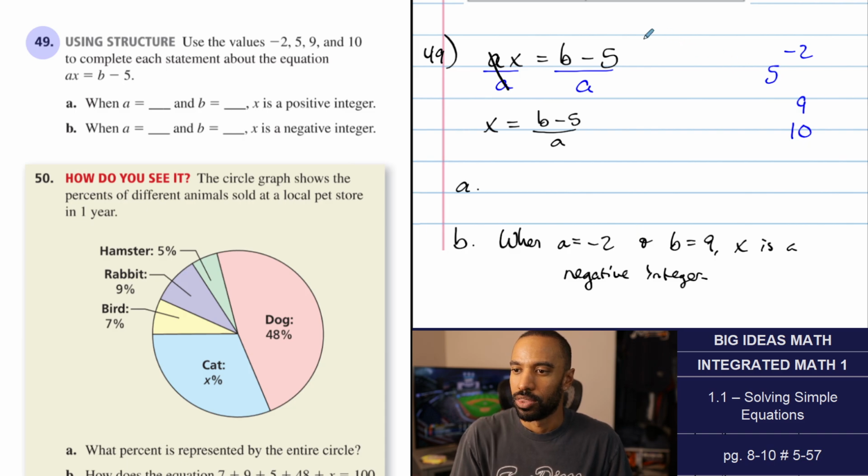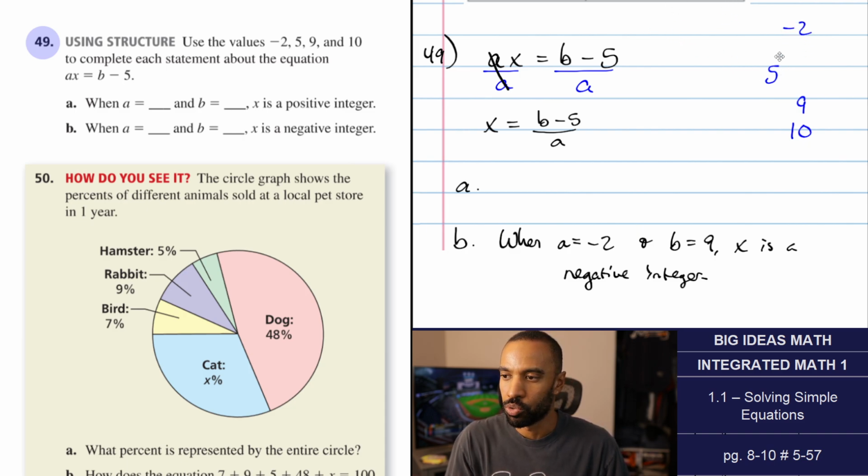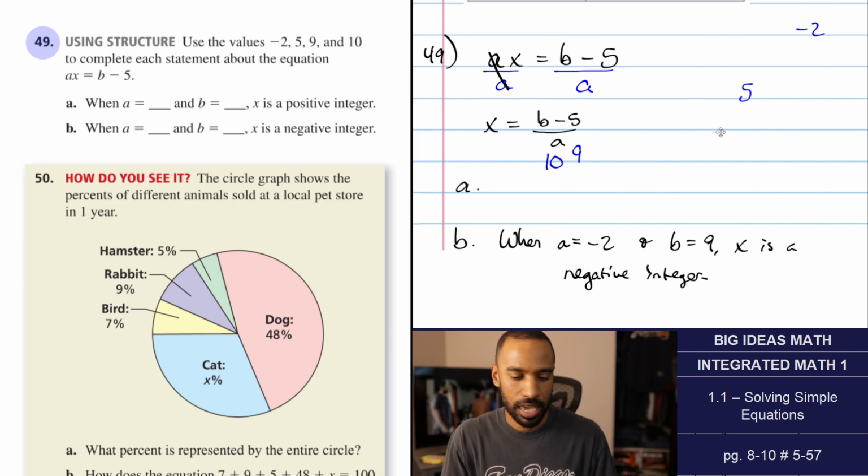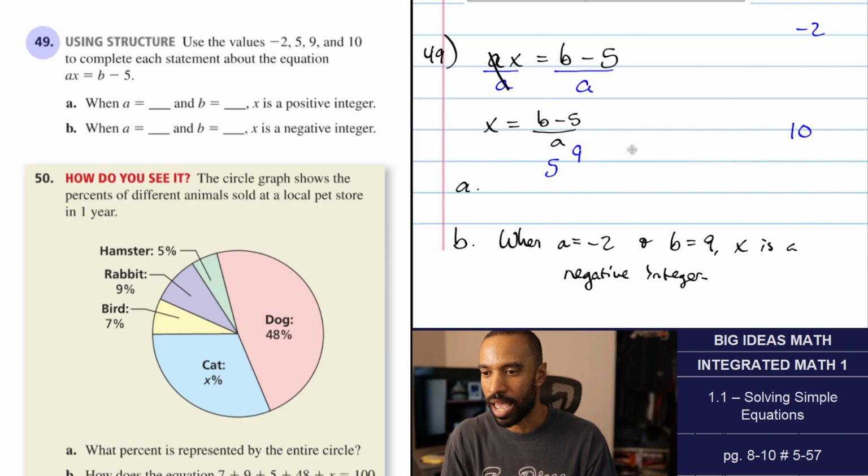Now, that leaves a with, a can't be -2 to become a positive integer here. If a was negative, then we'd have to divide by a negative to work that out, and it also wouldn't be an integer. So a can't be -2, a can't be 5. Maybe a could be 5. If a was 9 or 10, then it's not going to turn out as an integer like we'd want. So a can't be 9 or 10. So let's see what happens when a is 5 and what value b would have to be for that.